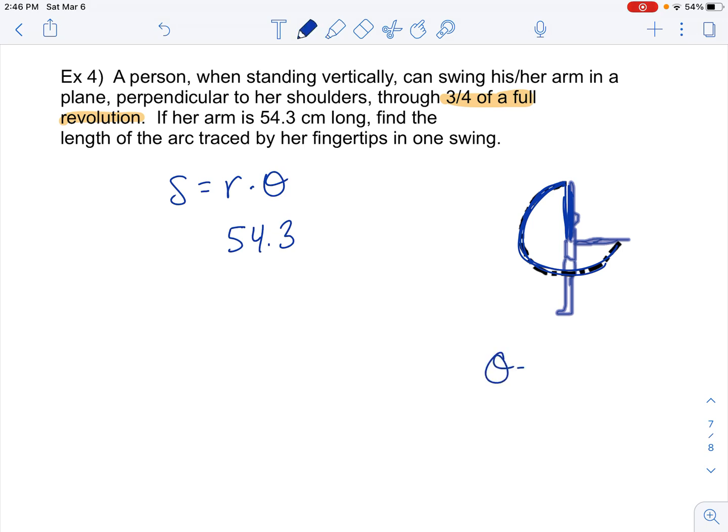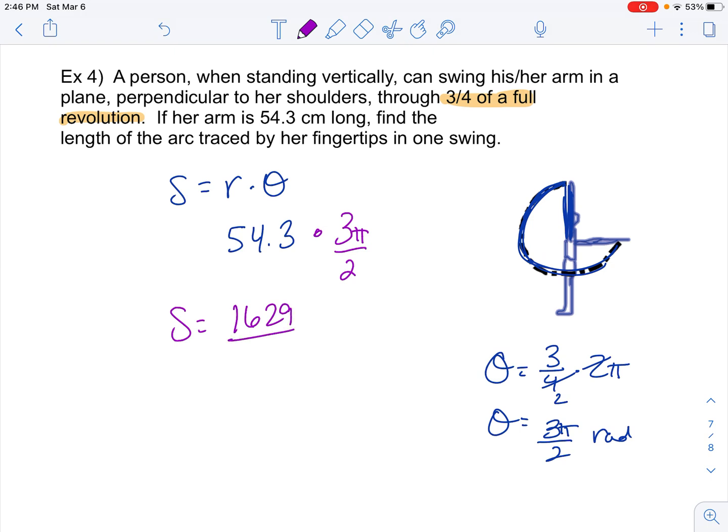So to find that theta, we have to do 3/4 times 2 pi. If I reduce, that gives us 3 pi over 2, and again, that is in radians. So we're going to take that 54.3 and multiply by 3 pi over 2. On my calculator I do 54.3 times 3 divided by 2, and I hit math, enter, enter, and that gives me 1629 over 20. And I can't forget that pi.